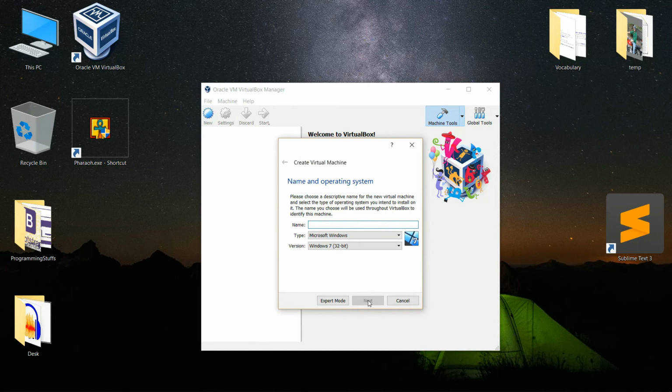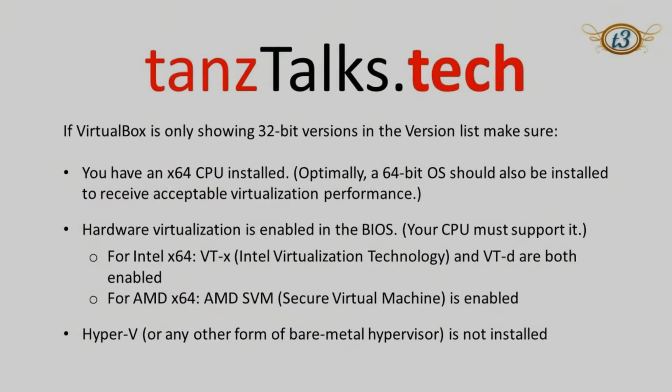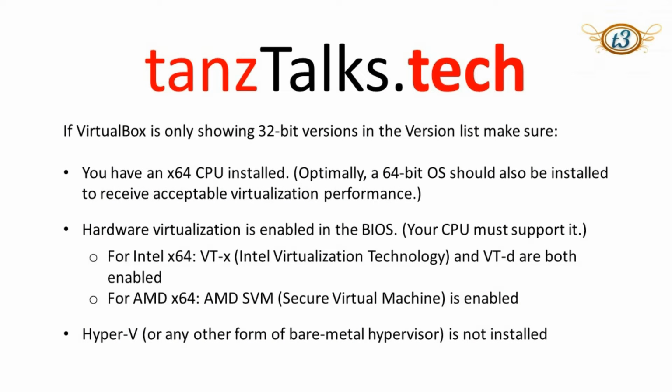Click on new. Then give any name that you want to give, and in version select Windows XP 32-bit. If you have a 64-bit edition of this Windows XP, select 64. If you have a 64-bit edition of Windows XP and you want to install this 64-bit, then you have to make sure that your CPU is 64-bit.